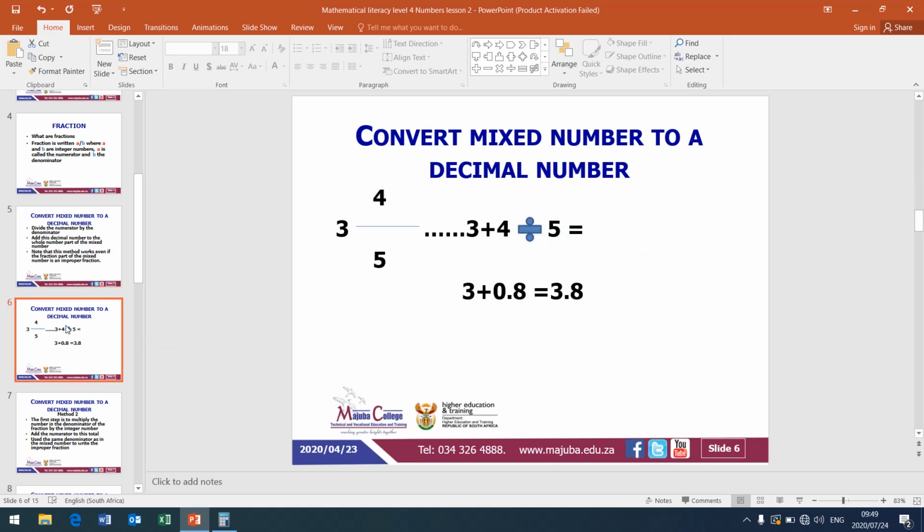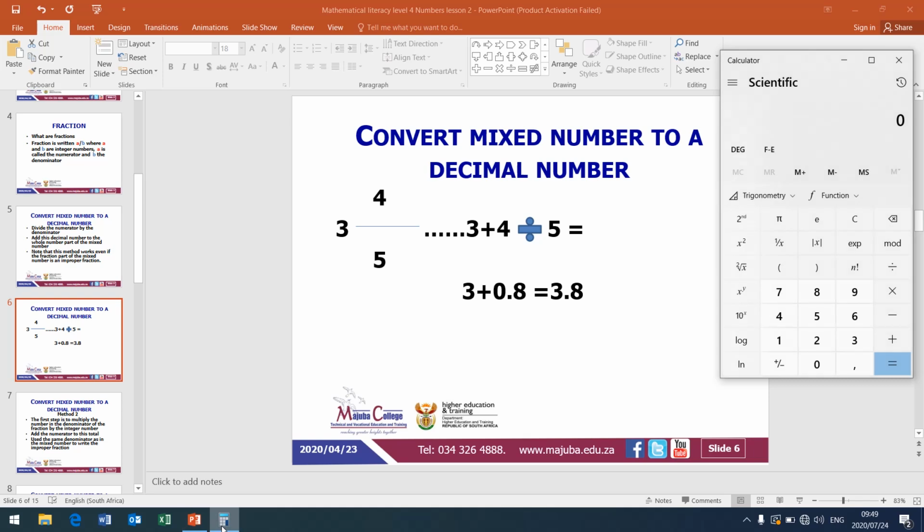Let us do our first sum. We have a mixed fraction which is 3 and 4 over 5. Take your calculator so that we can do it together. Our first method says let us divide 4 over 5. 4 over 5 gives us 0.8. Then we add this 3 plus 0.8, it gives us 3.8. That is our first method.